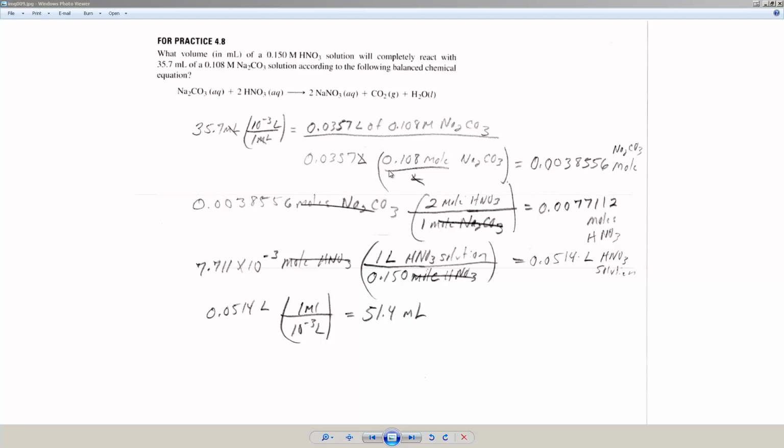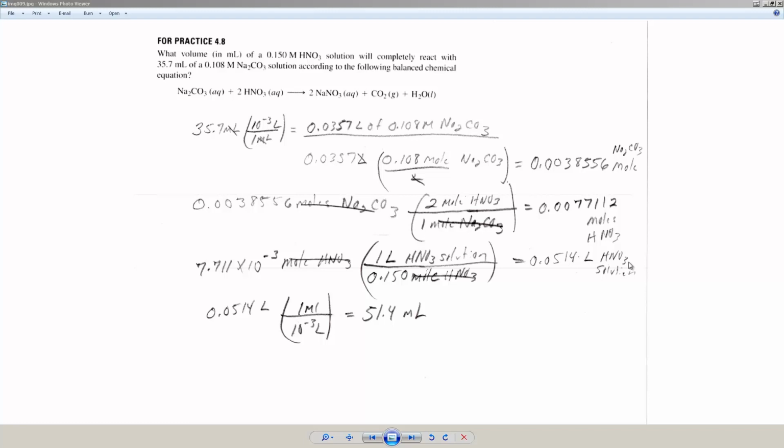Here's the concentration of 0.15, and that's moles per liter. We want to get to volume, so we have to have moles on the bottom, because we have moles here. So we use the inverse of the concentration. We take this number and divide by 0.15, and we get 0.0514 liters of this solution.